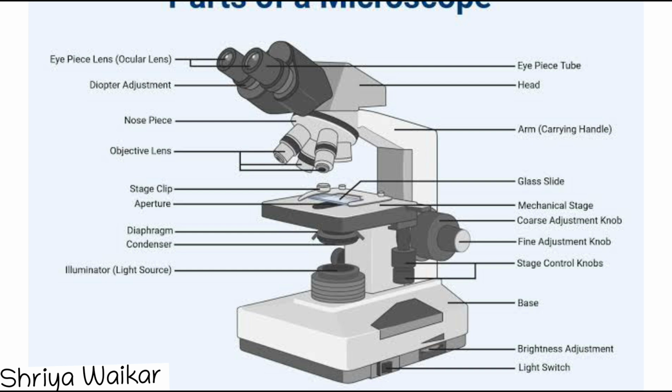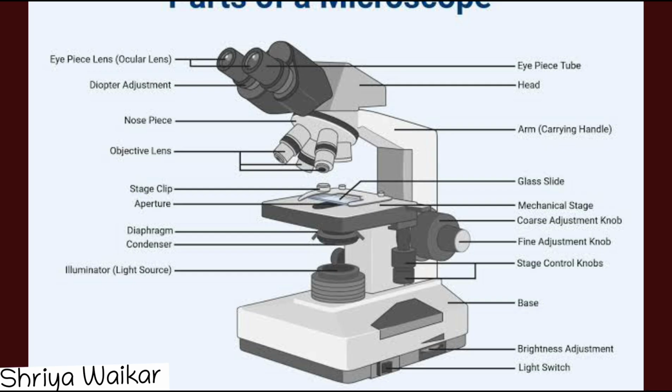So below the stage there is a source of light, which means a reflective mirror or a bulb, to illuminate the object and facilitate the formation of image through the objective lens and eyepiece. In addition to this, there is a condenser present between the light source and the stage, which is important for focusing light on the object.